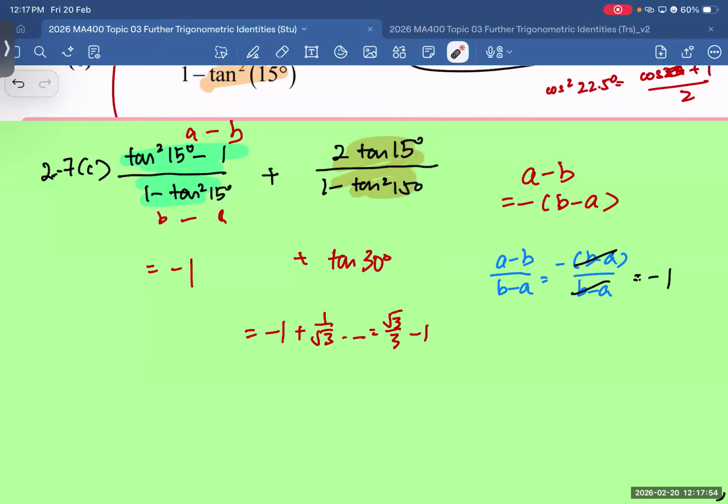So if it helps, what I personally do is I write down all the formulas, I paste on my wall. I really paste on my wall and then you can look at it.